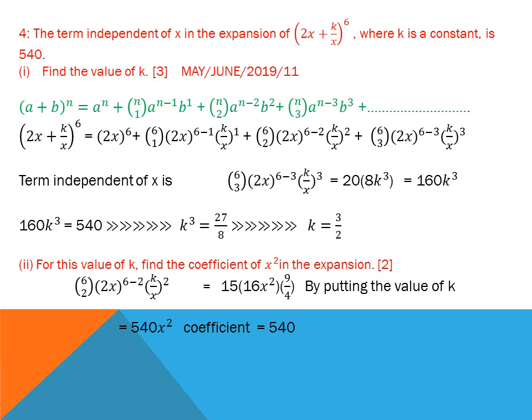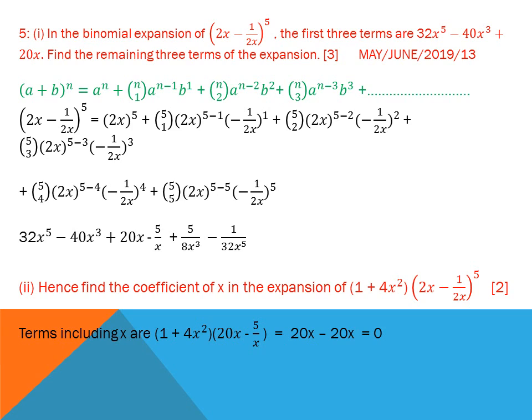6c2, when I use the calculator, will become 15, and 2 power 4 is 16. x power 4 is cancelled out with x square, only the term x square is remaining. By simplifying this equation, I find 540x square, so the coefficient of x square is also 540, as the coefficient of the term independent of x is also 540.